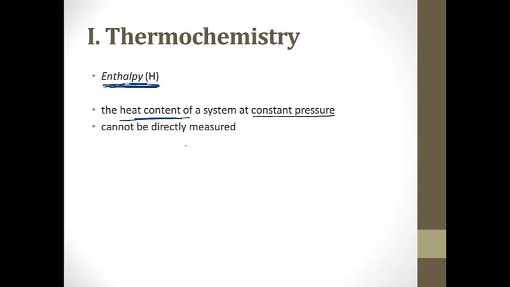Okay? Now, one problem with enthalpy, it cannot be directly measured, okay? You cannot stick a thermometer into an object and say, oh, I can figure out the enthalpy of it, okay? Because remember, things with different amounts of enthalpy can have the exact same temperature.